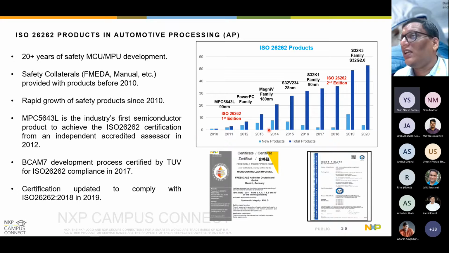And as you can see, the number of microcontroller products or the safety products has increased manyfold in NXP and in industry. Right now, what they say is that this decade is for automotive. The last decade was for mobile phones. So in automotive, we are seeing a lot of growth. And when we talk about automotive, then ISO 26262 and the safety standards cannot be missed.